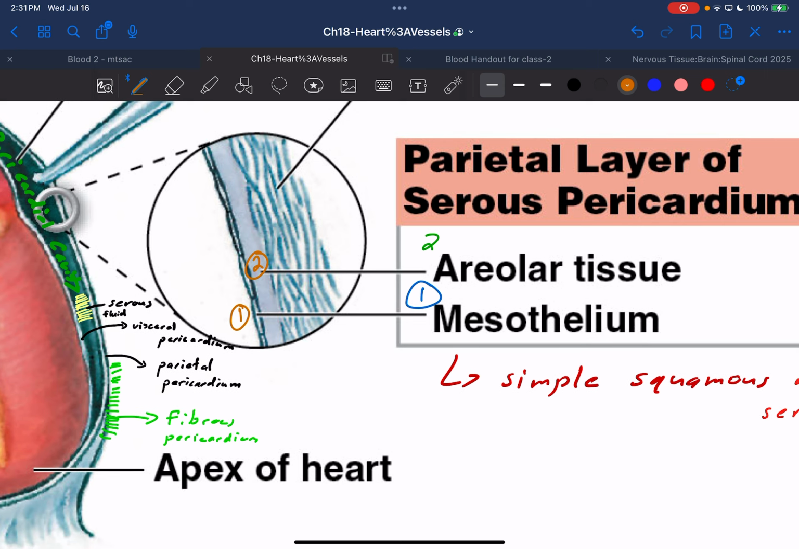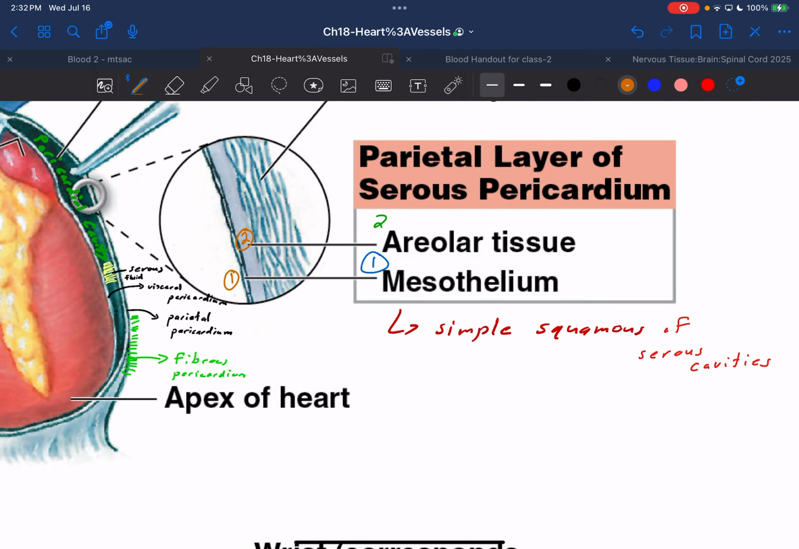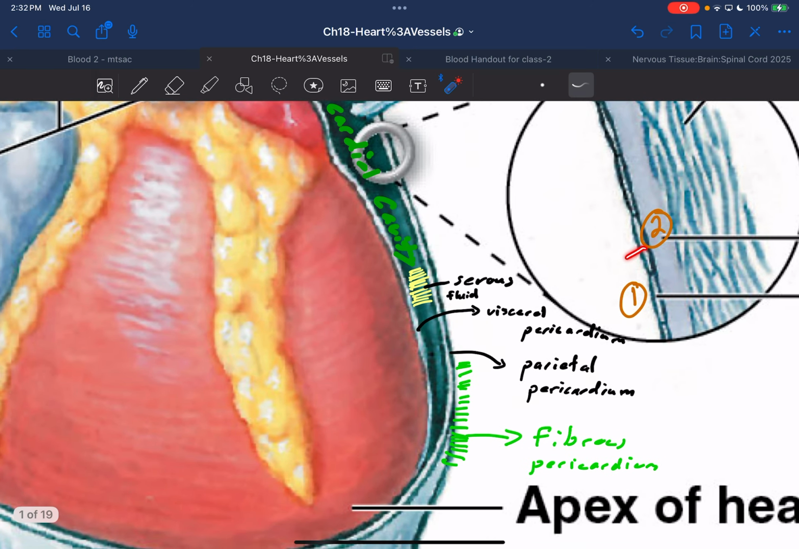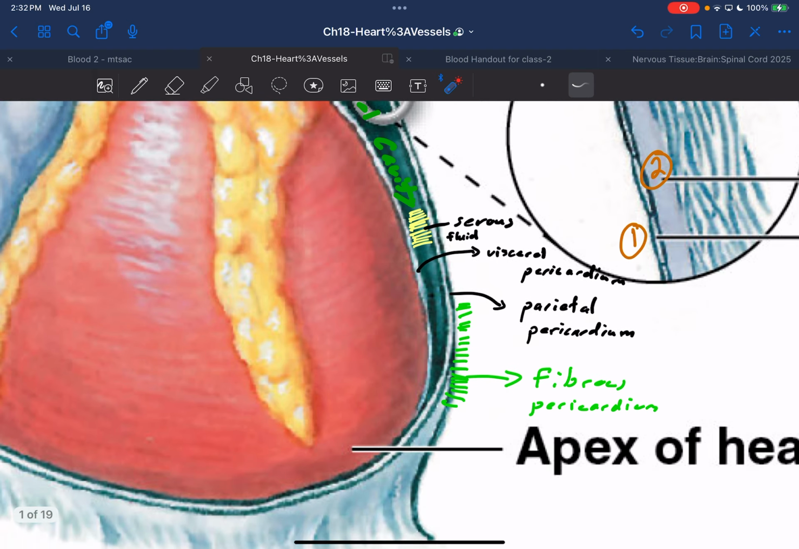And mesothelia was simple squamous. We've learned this term in tissues. This is simple squamous. You can even see one cell, another cell, another cell, lined up in a simple arrangement. They are flat cells, and so simple squamous. And that's what creates serous fluid or pericardial fluid. It's secreted by these mesothelia. And so that's what this wall looks like. That's what this wall looks like. They secrete pericardial fluid into that pericardial cavity.